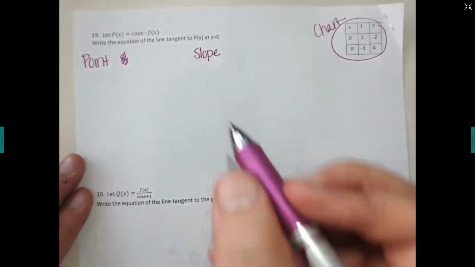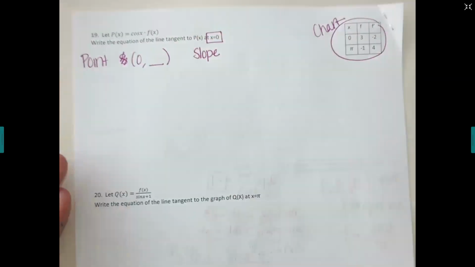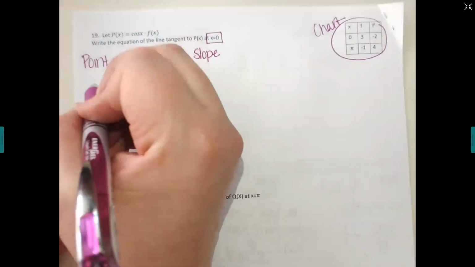For my point, they're telling me that my x value is going to be 0. How do I get the y value? Where do I plug into, the original or the derivative? Okay, for the point, you're going to do the original.